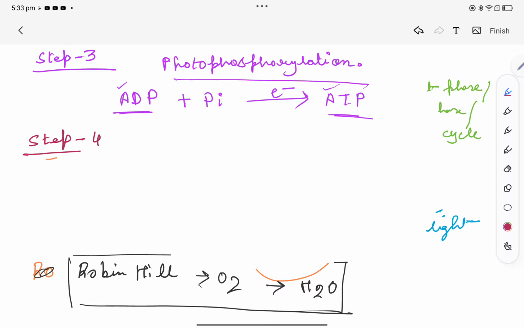I am explaining these reactions in a very simple manner. You can find them in any book if you want to go through them, but I am explaining in a very simple manner so that you can understand.